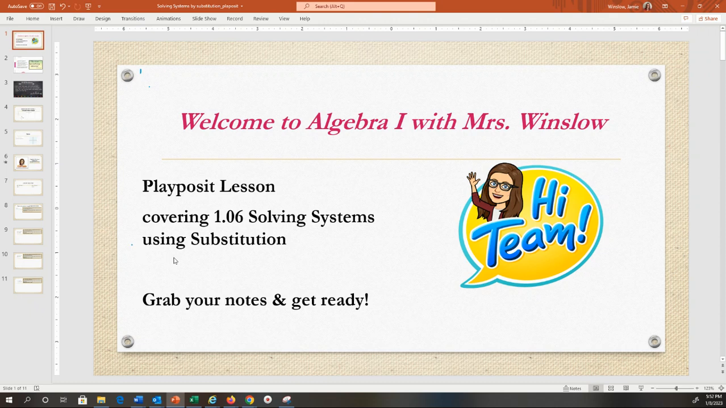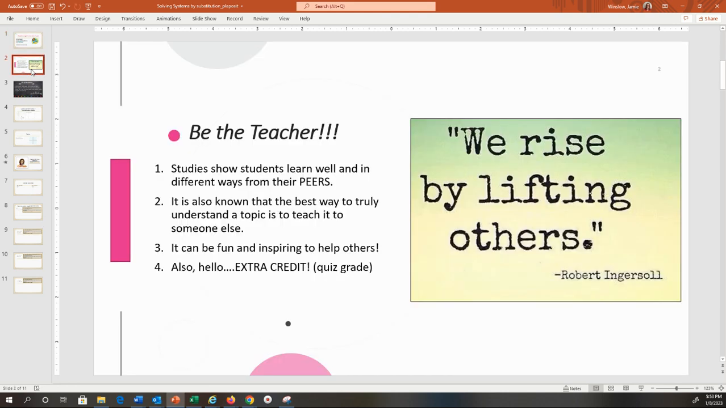We are going to be covering systems. We are going to be in systems for a few more lessons, and we're going to talk about the second way to solve systems using substitution. So go ahead and grab your notes and we'll get started.